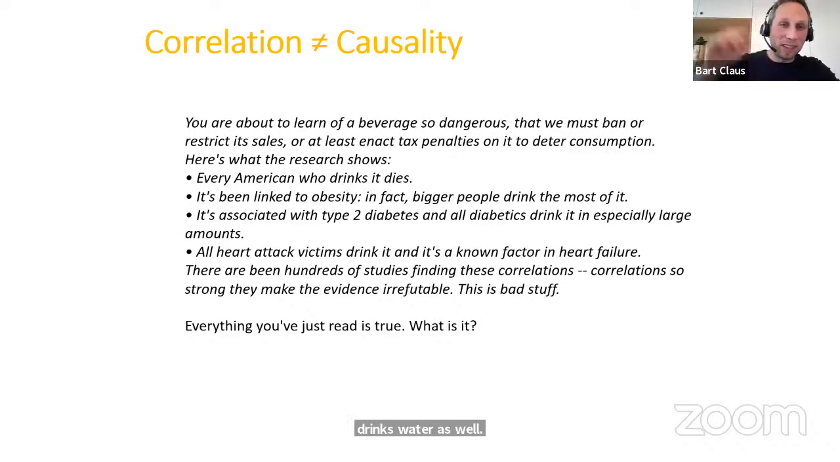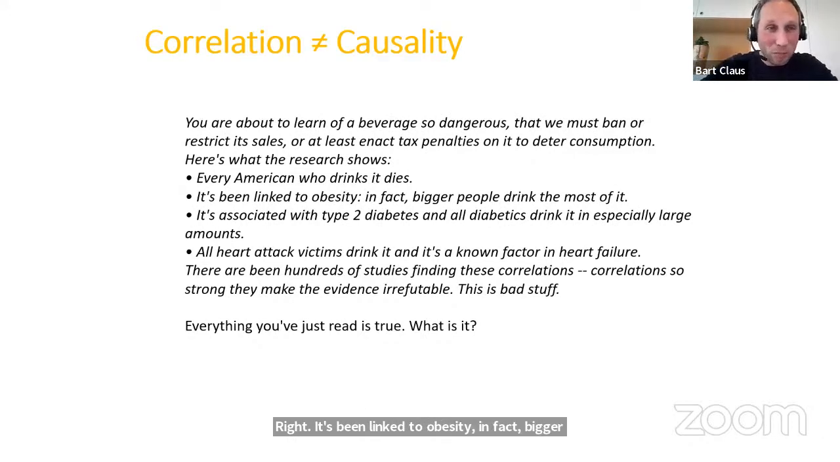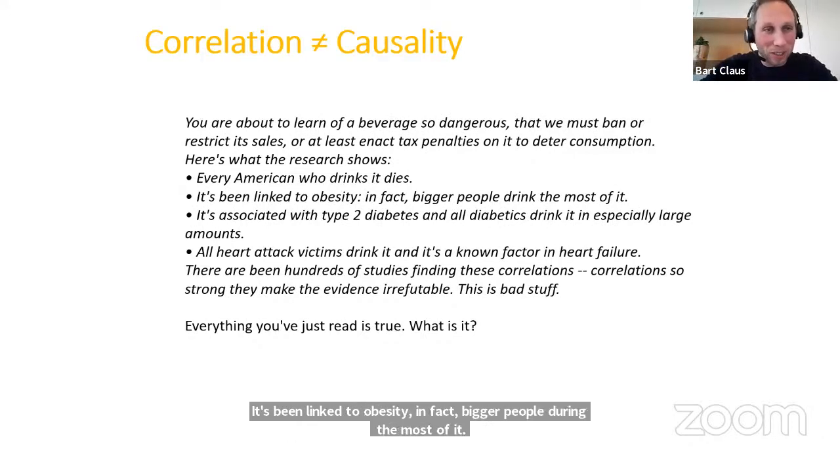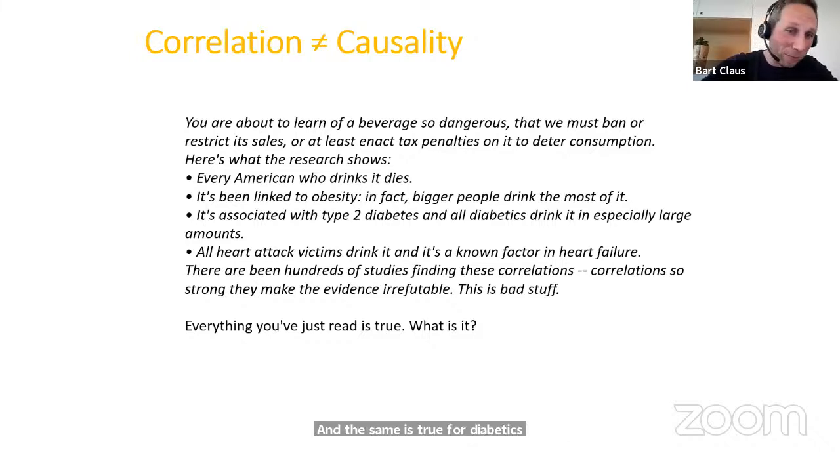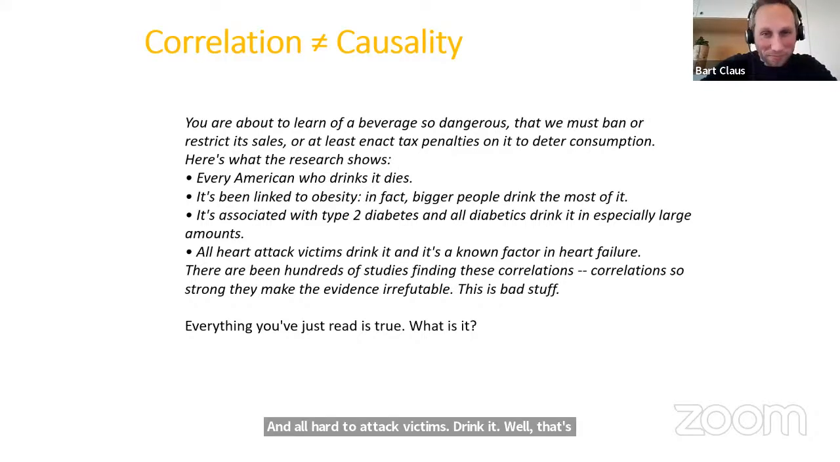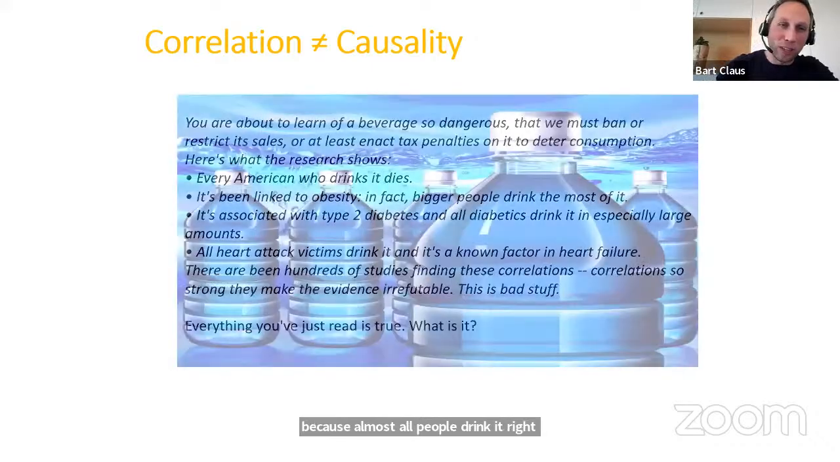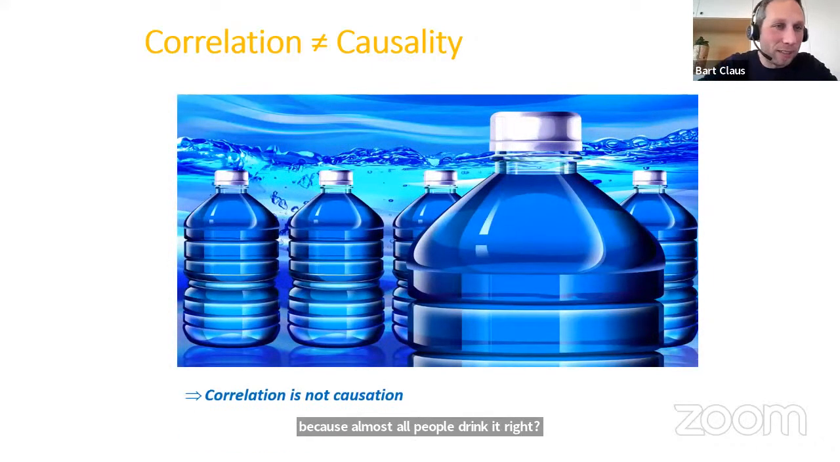It's been linked to obesity. In fact, bigger people drink the most of it. That's also true, but it doesn't mean that water is a cause of that. It just means that bigger people drink more, and they also drink more water. And the same is true for diabetics. And all heart attack victims drink it. Well, that's because almost all people drink it, right? So water is the correct answer, showing you that correlation is not the same as causation.